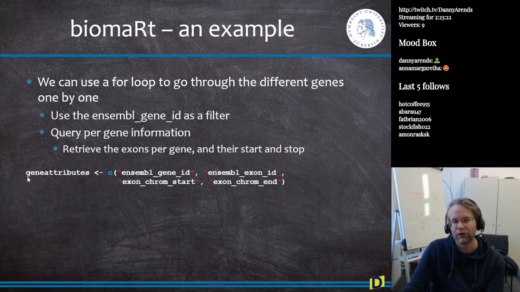So I'm going to define a new filter. I'm going to define a new attribute, which is called gene attributes. So for each of the genes in the resulting data set, so for all 58 genes that I have, I want to get back the Ensembl gene ID, the exon ID, where the exon starts, and where the exon ends.